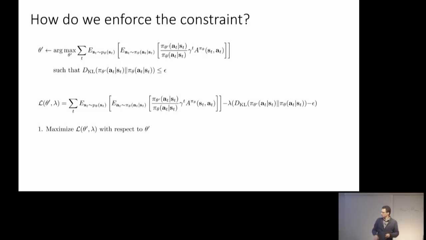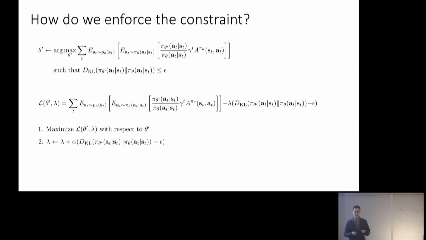Okay, so step 1 will be to maximize the Lagrangian with respect to theta prime. And step 2, which we can prove is actually the gradient of the dual function. The proof for that will be in a later lecture. But step 2 is you basically take your lambda and you increment your lambda by the constraint violation. So lambda is now lambda plus alpha times the constraint violation.